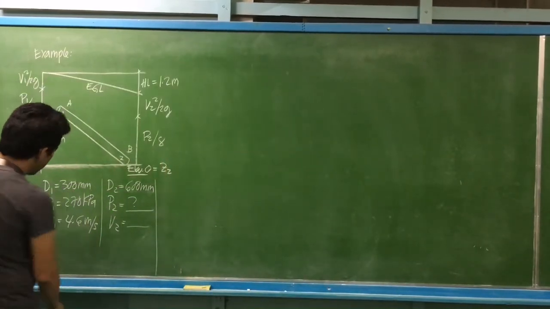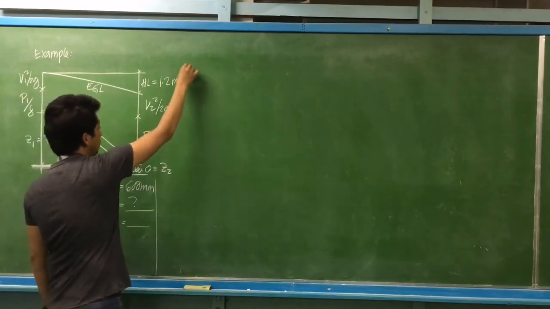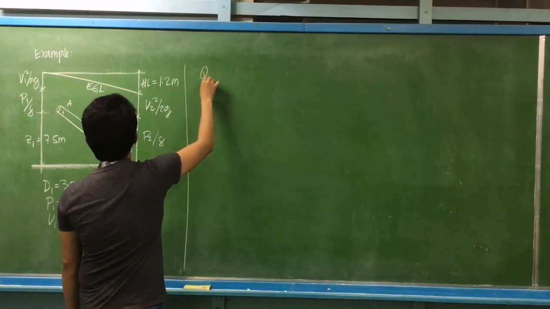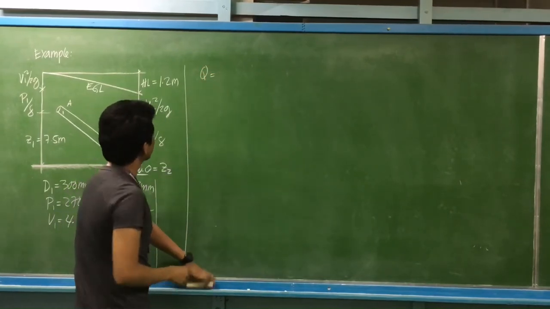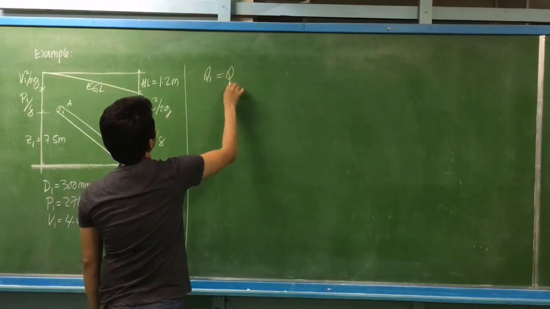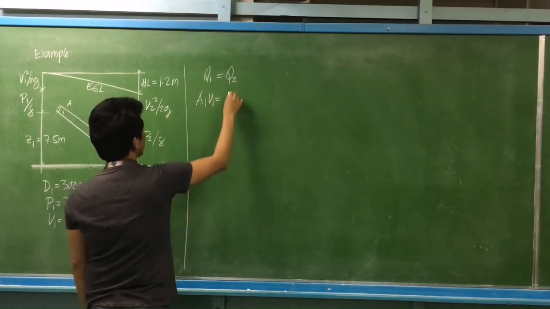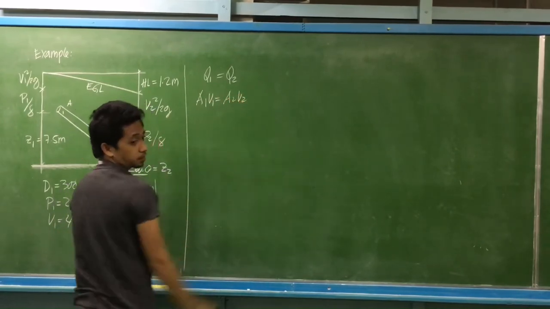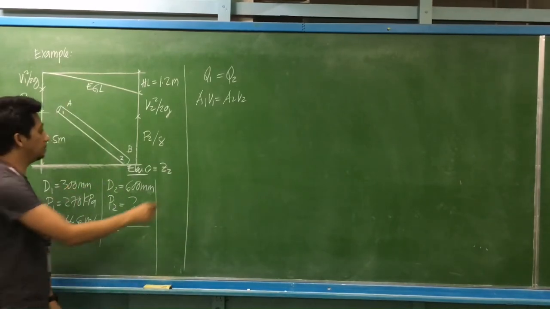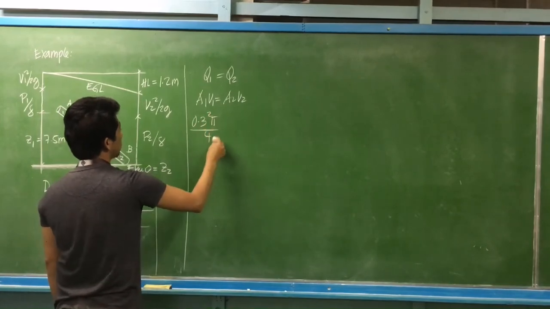So, V1 is given, 4.6 meters per second, but we don't have V2 yet. That is where the continuity equation comes in. So with the continuity equation, we have discharge Q1 equal to Q2. This is the same as area 1 times V1 is equal to area 2 times V2. So area 1, the diameter is 300 millimeters. This is 0.3 squared times pi divided by 4.